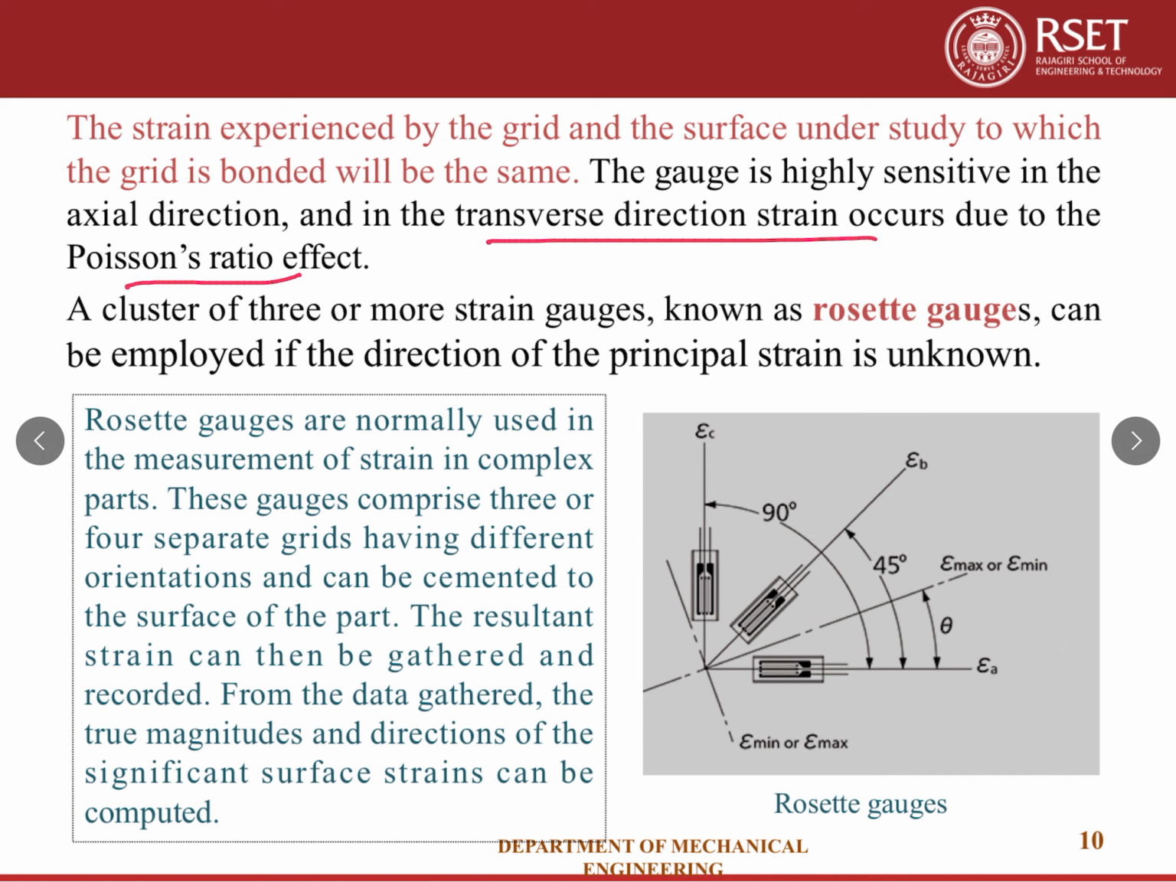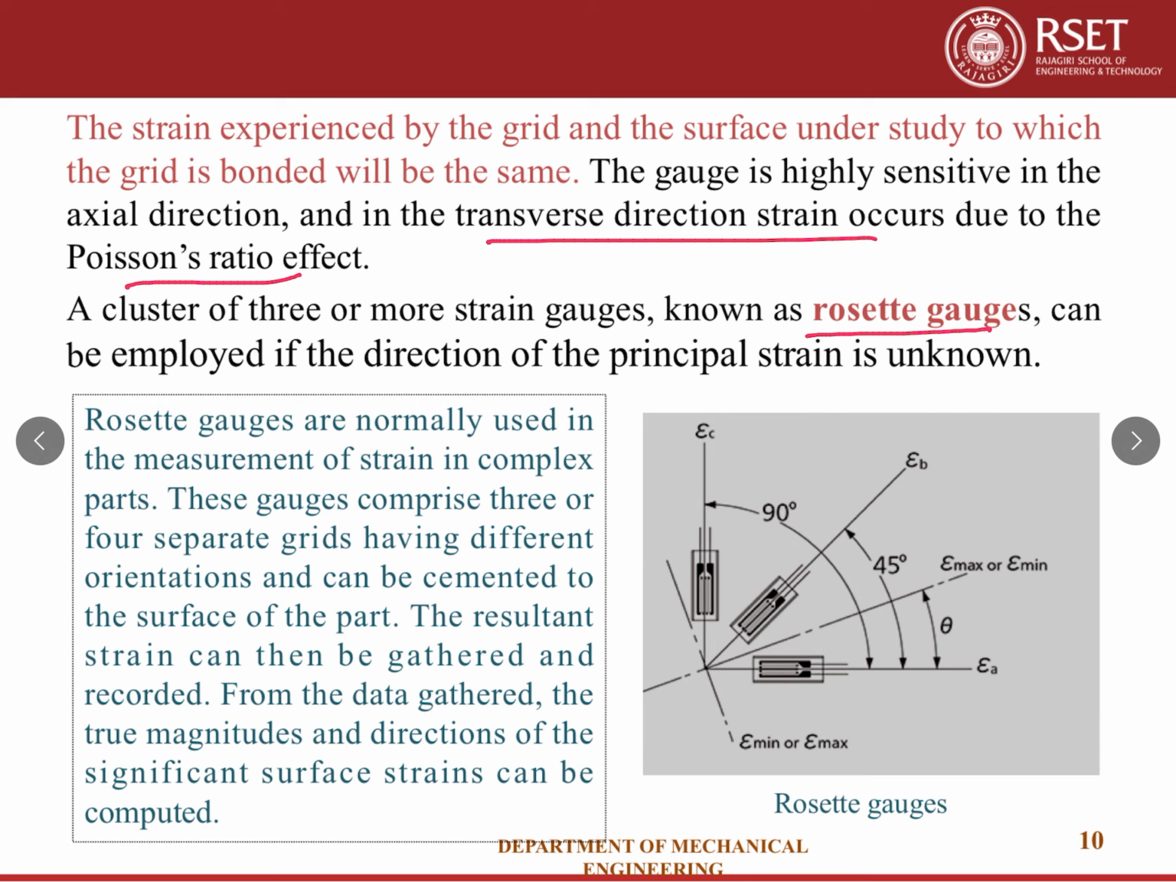A cluster of 3 or more strain gauges, known as rosette gauges, can be employed if the direction of principal strain is unknown. So in certain cases, when the direction of principal stress or principal strain is unknown, we use a set of strain gauges arranged in a particular fashion at a particular angle. So that's called rosette gauges.